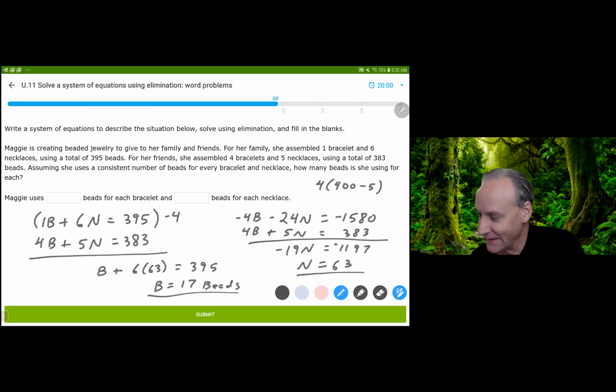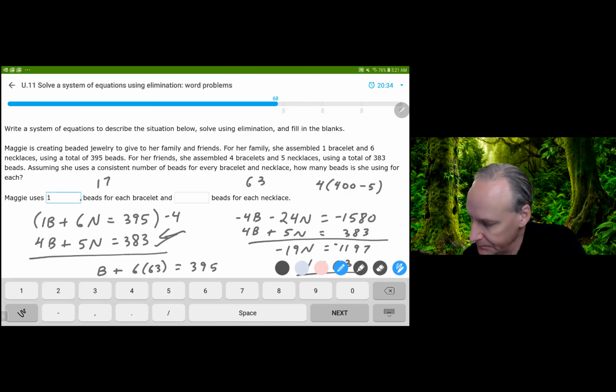Now I am going to write that at the top before I start putting in my values. So the bracelets is 17 and the necklaces take 63. And I probably ought to put them in the bottom equation. And I'm going to use my calculator and be lazy. So 17 times 4 plus 5 times the 63 gives 383, and it does work. So it is 17 and 63.